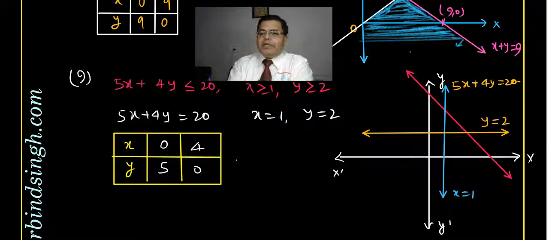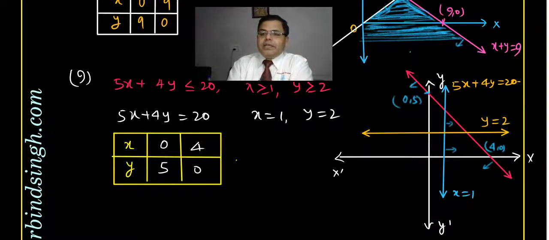This is 0, 5. And this is 4, 0. So this is towards the origin. And this one, x is greater than 1. So this will be towards this side. Right? This side. And y is greater than 2.